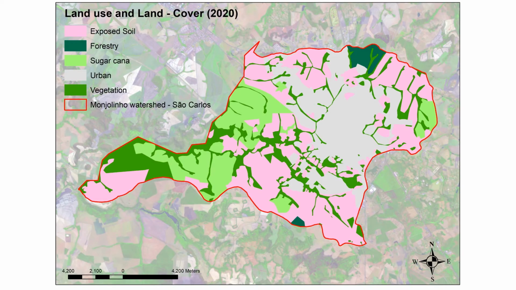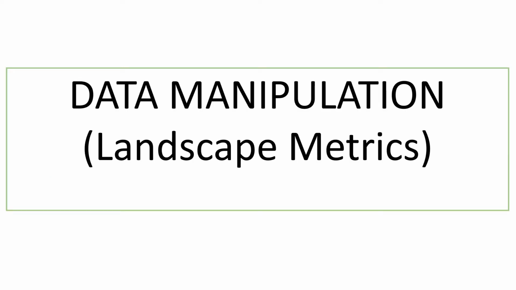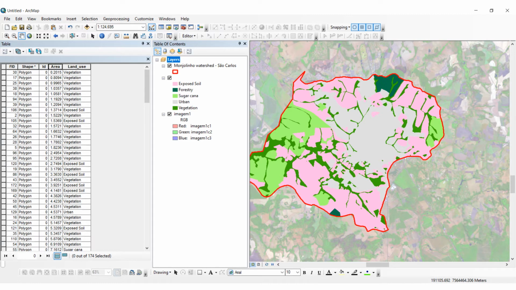Then we have these two pieces of information, and then we're going to apply our metrics here. And now you're going to work on data manipulation, applying the landscape metrics. We're going to start our data manipulation and data analysis by analyzing the land use and land cover classification for both years. And here you can see in this table, which is inside our shapefile, the area of each fragment and the classification we did in the software.